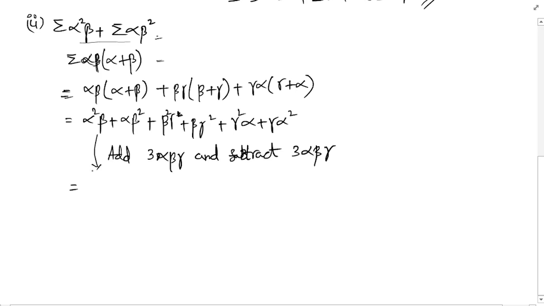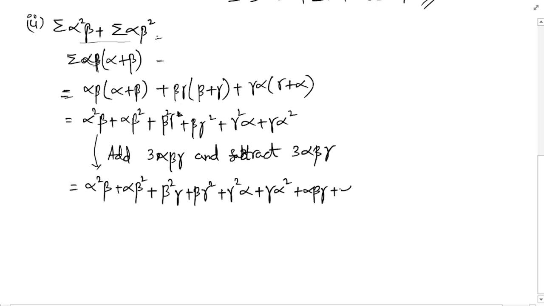To the above one, that becomes alpha square beta plus alpha beta square plus beta square gamma plus beta gamma square plus gamma square alpha plus gamma alpha square plus alpha beta gamma plus alpha beta gamma plus alpha beta gamma. So I told you that 3 alpha beta gamma we are going to add, so I've just separated it, 1 plus 1 plus 1. And then we will subtract 3 alpha beta gamma. We do not require this, so I'm just writing it as it is.